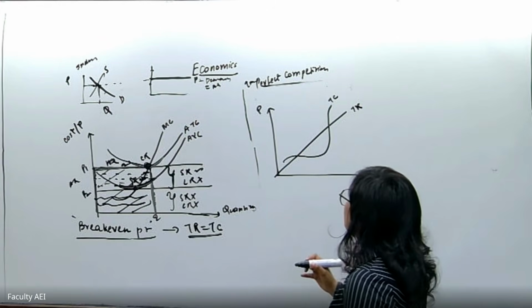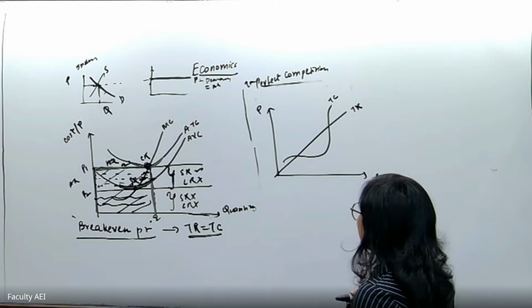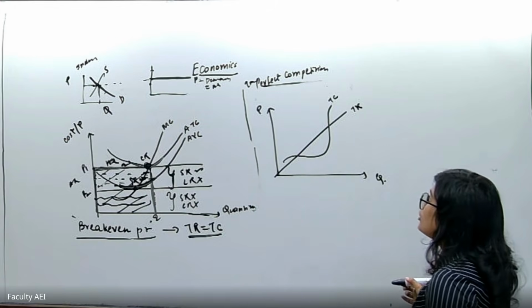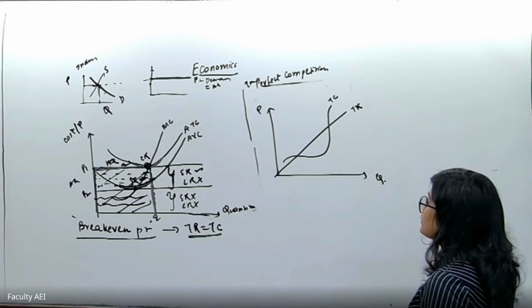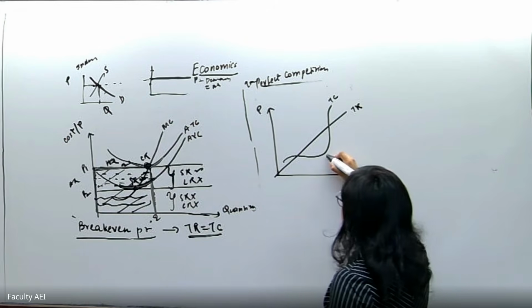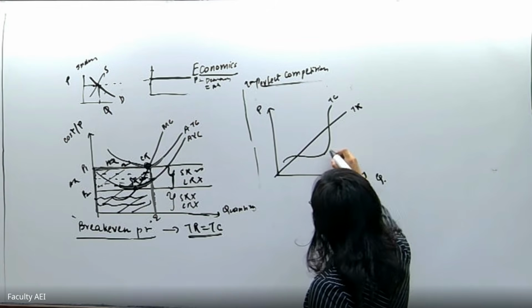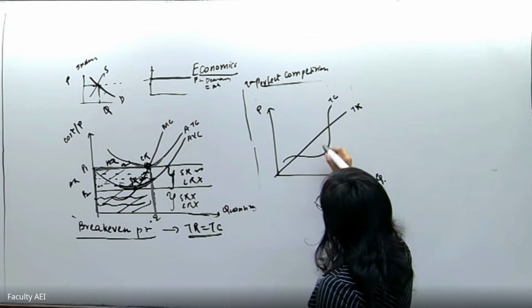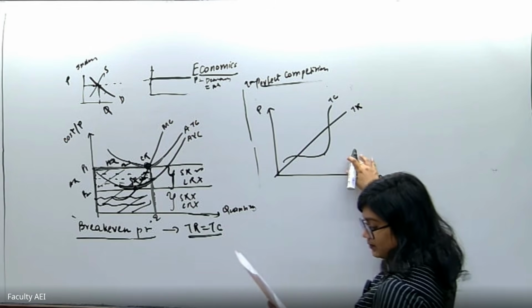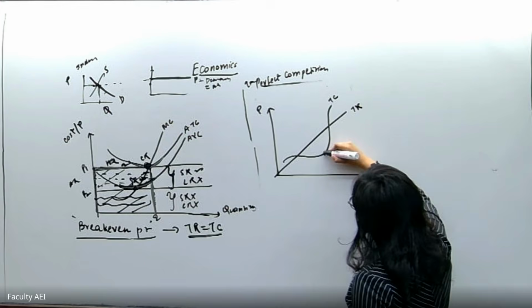Again, the same thing. First, there would be economies of scale, so my total cost would keep on falling. After that, my total cost will increase. So this is the maximum point, maximum gap. Here my total cost is less, here my total revenue is more. So this is the maximum gap. This is the Q maximum.